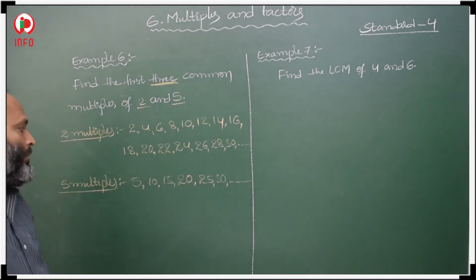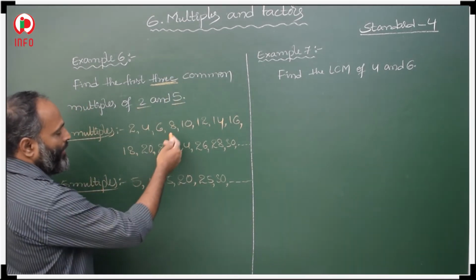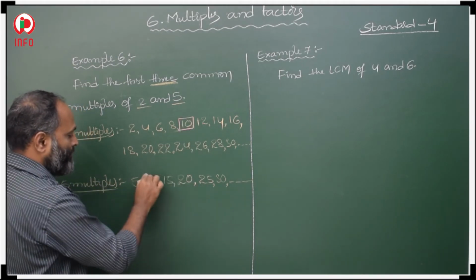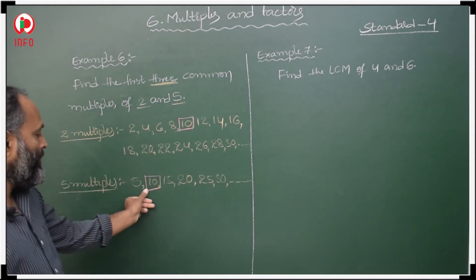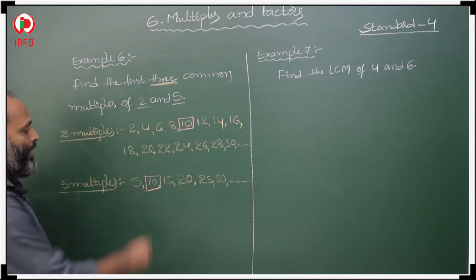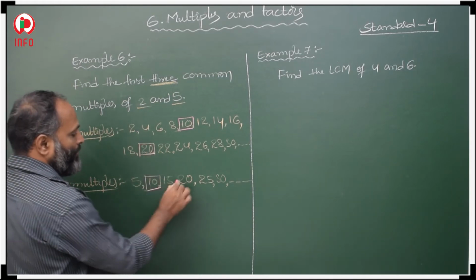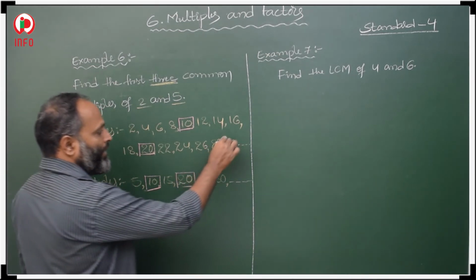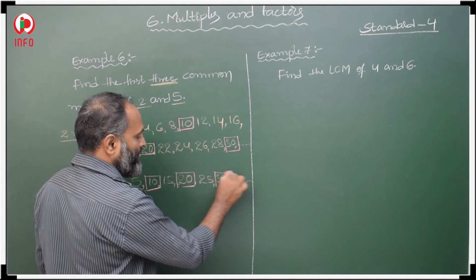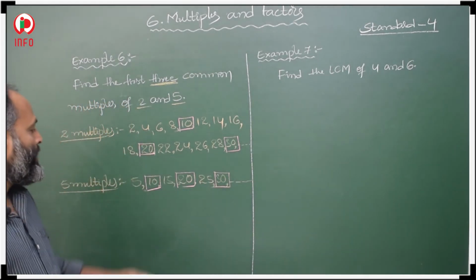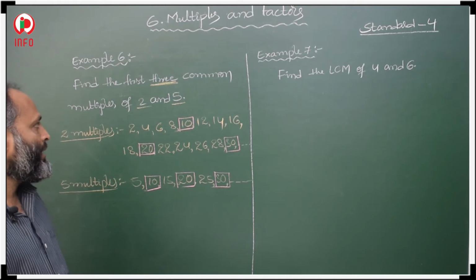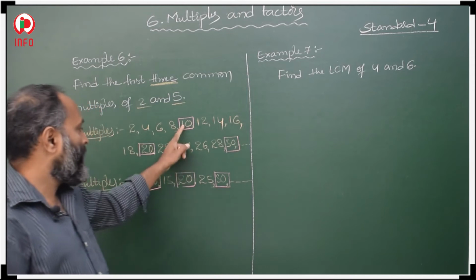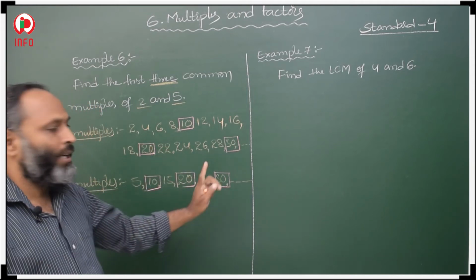Check. Here 10 is a common multiple in between these two. This is the first common multiple. Then after that 20 is a common multiple. Then after that 30 is a common multiple in between these two. So 10, 20, 30. These are the first three common multiples of 2 and 5.